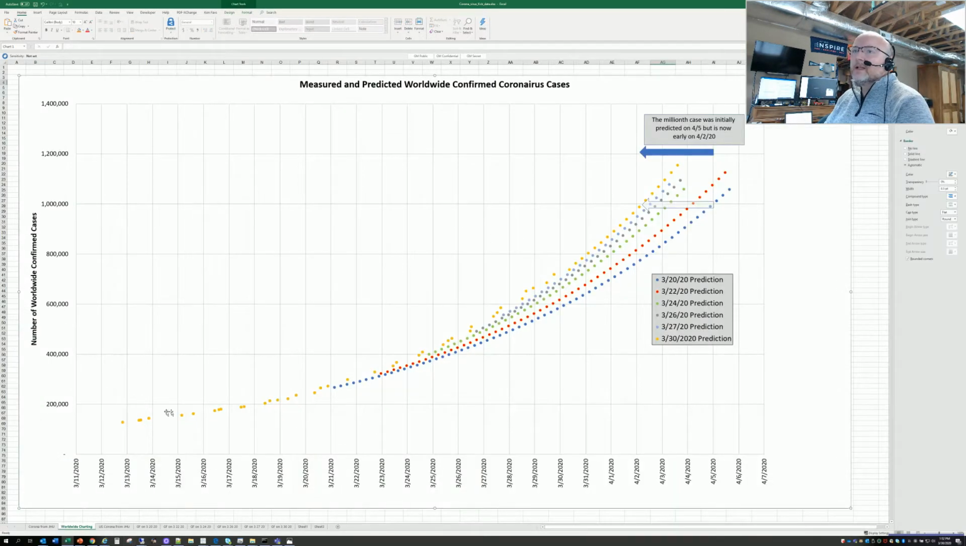So if we look at that, here's the series of exponential growth models that were best fit curves to the data that we had at those different points in time, starting on 3:20, 3:22, and so on up to today. And so here's the projection on the 5th of the first projection at the millionth case, and now we're over here on April 2nd, early in the morning. So that's what it looks like. Now let's take a look at some of the details.